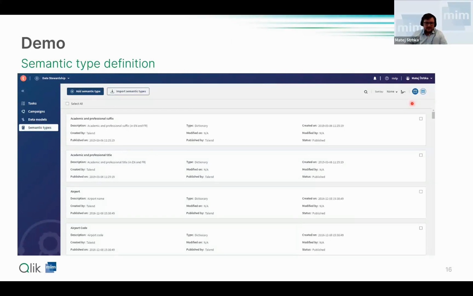I start with the semantic types. Talend offers us a whole wide variety of already predefined semantic types, such as airport or academic profession titles, usually also some cities for regions like France and so on. But we can also add our own semantic types or import them if we have them already in a different project.